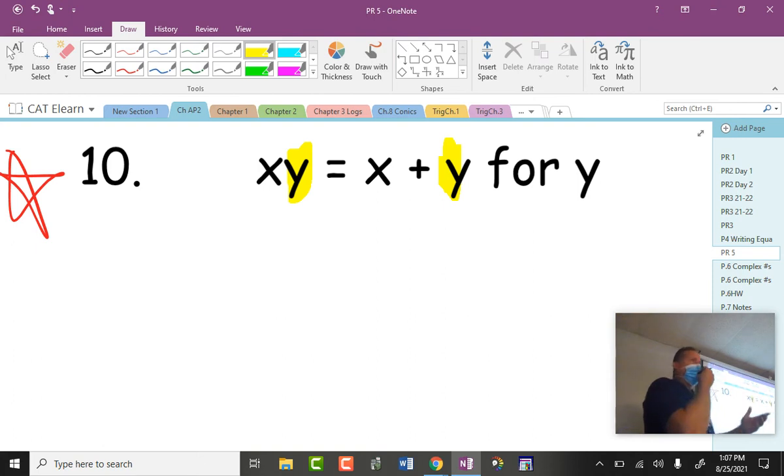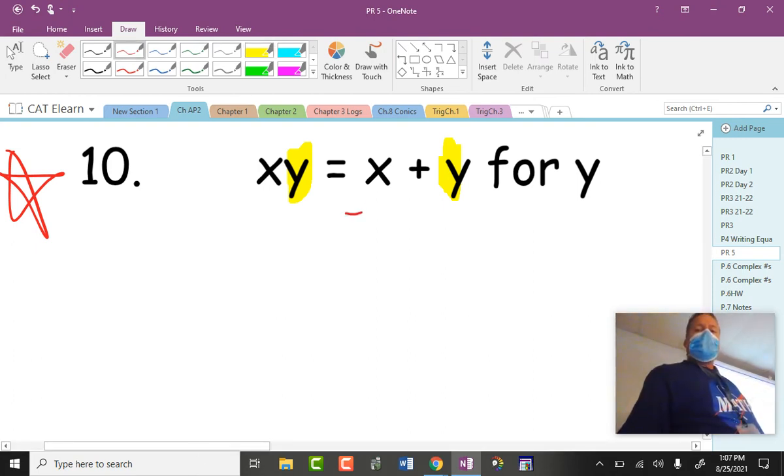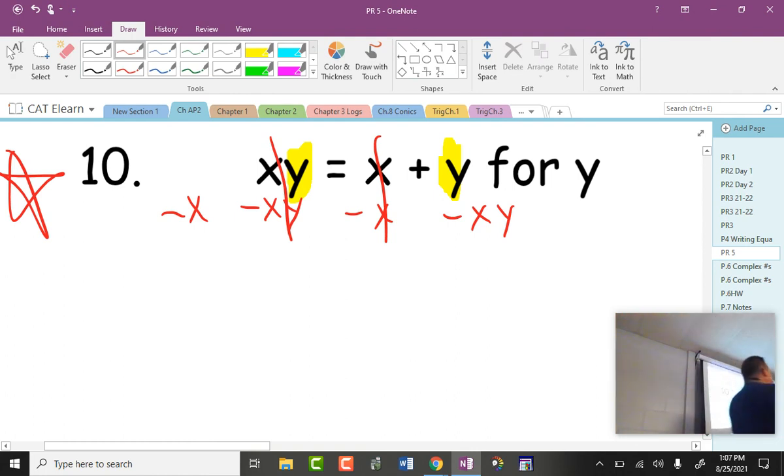So here's what you do. Just going to tell you. You want to get your y's on the same side. That means anything that doesn't have a y, get it on the other side. This cancels, this cancels. Do not do anything screwy with this. These are not like terms.